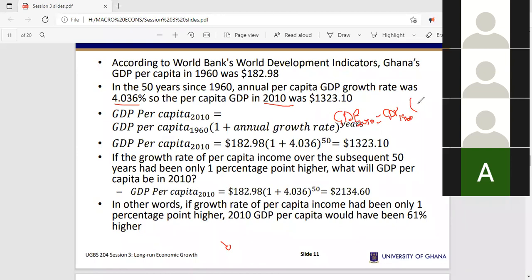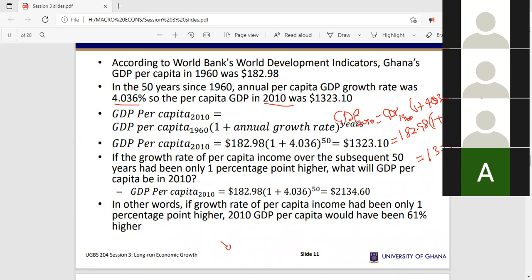I've already told you how to inflate it: 1 plus R raised to the power N. The 1 is a constant, we don't really bother. R is the rate here. Some people would want to convert it, others would want to leave it. So it's 1 plus 4.036%, bracket close, to the power N, and N is 50 years from now. Remember the 1960 GDP was given as 182.98. So 182.98 times (1 plus 4.036%) to the power 50. If you punch the whole of this in your calculator, according to the slides, you are supposed to get 1323.1. You can also try it on your calculator.